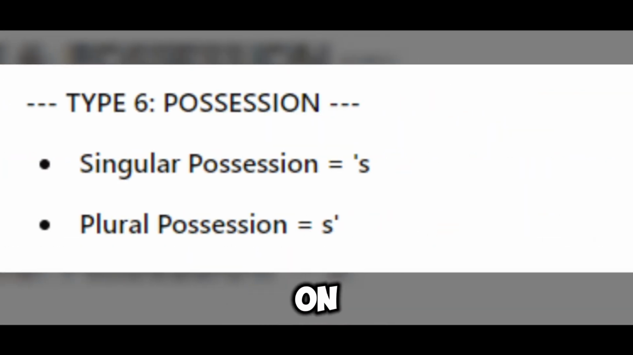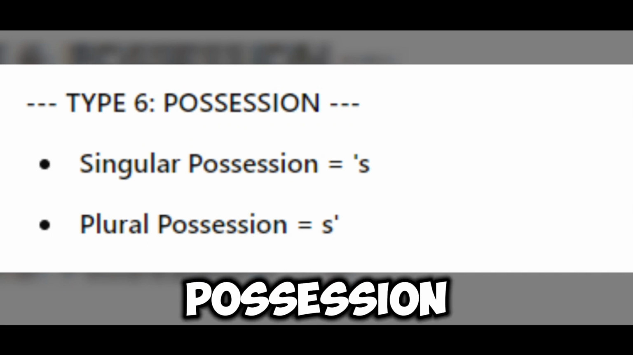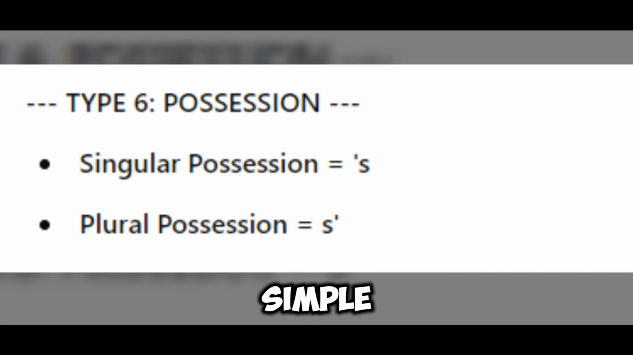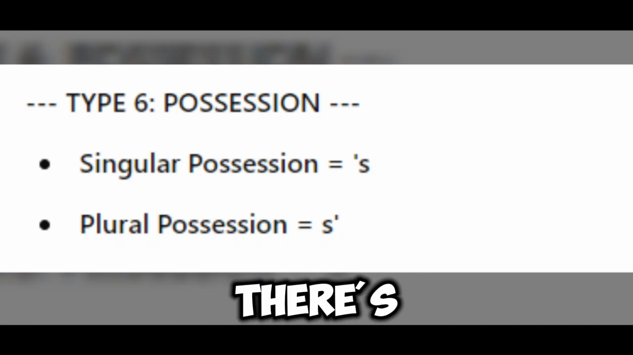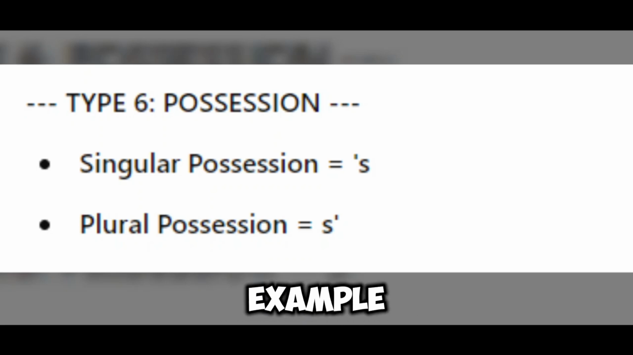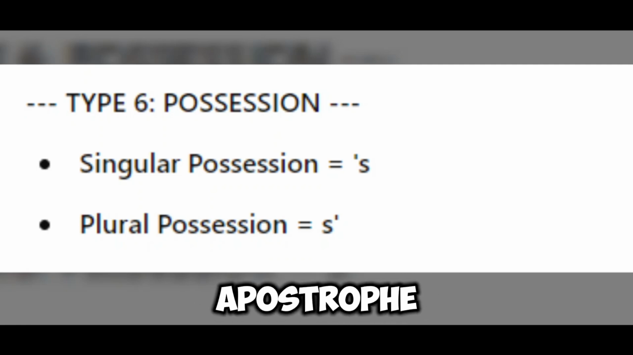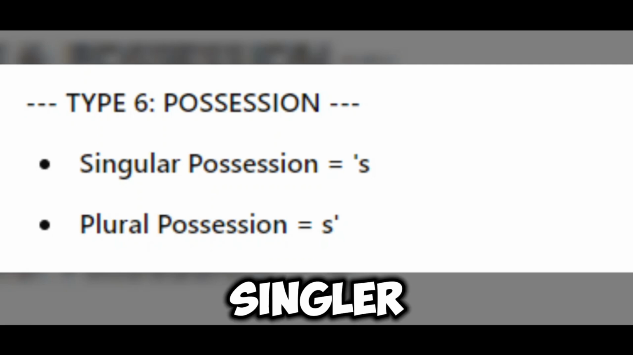Alright guys, moving on to the next type, which is our second last type, possession. Okay, so possession is really simple, to be honest. There are two scenarios in this: a singular possession and a plural possession. Singular possession stands for whenever there's a single object. For example, Jonathan's book. Now, what is Jonathan's here? Jonathan is a single person. Now, it will come Jonathan apostrophe s because we're showing a singular thing here.